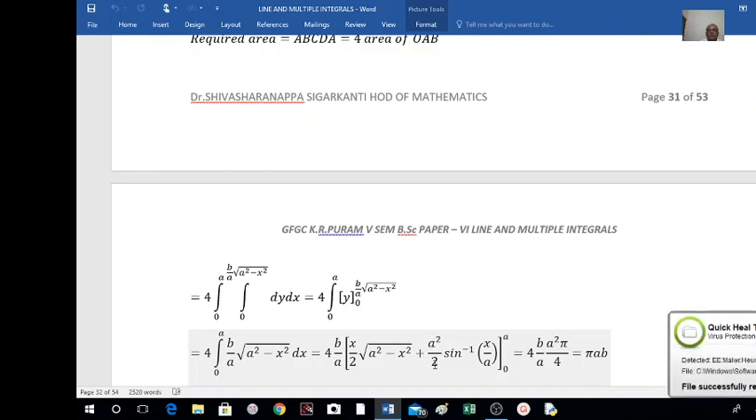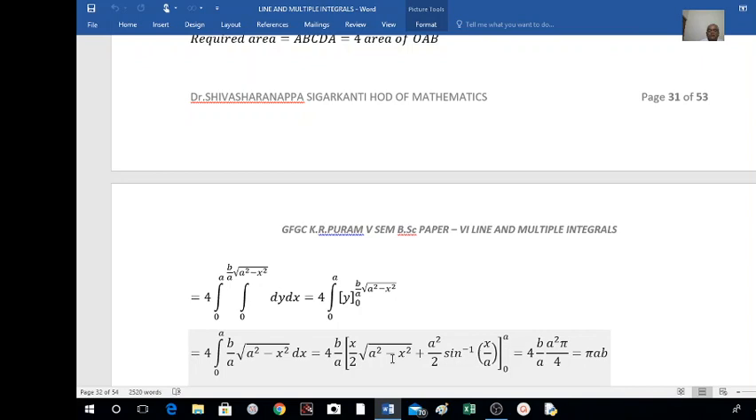This is a square by 2 sine inverse of, we are putting x equal to a here, that is sine inverse of a by a, sine inverse of 1, and sine inverse of 1 is pi by 2. And if I put the lower limit 0 in place of x, the x term becomes 0, and sine inverse of 0 equals 0. So we are getting only one term here.